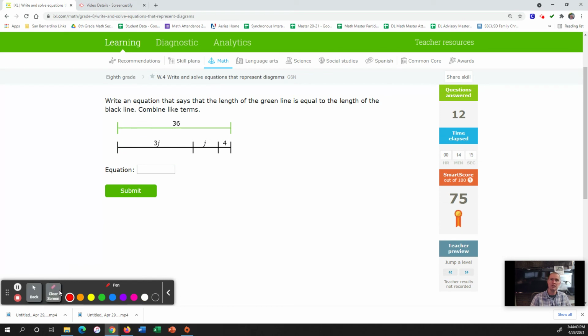Okay, next up, write an equation that says the length of the green line is equal to the length of the black line. So back to the classics. So 36 equals, combine like terms, a 3j plus another j is 4j. And we can't forget about the 4, so that 4 is an addition, plus 4 to the 3j to make that total length of the black line. So we have 36 equals 4j plus 4.